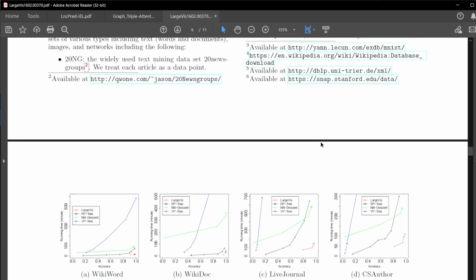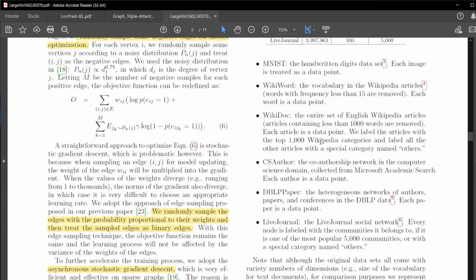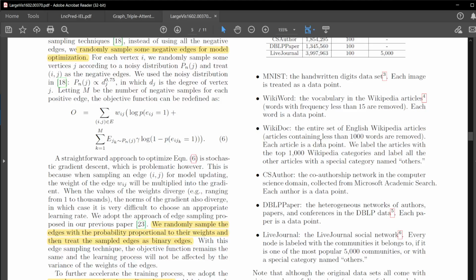DBLP Paper, the heterogeneous network of authors, papers, and conferences in the DBLP data. Each paper is a data point. LiveJournal, the LiveJournal social network. Every node is labeled with the communities it belongs to, if it is one of the most popular 5,000 communities, or with a special category named Others.